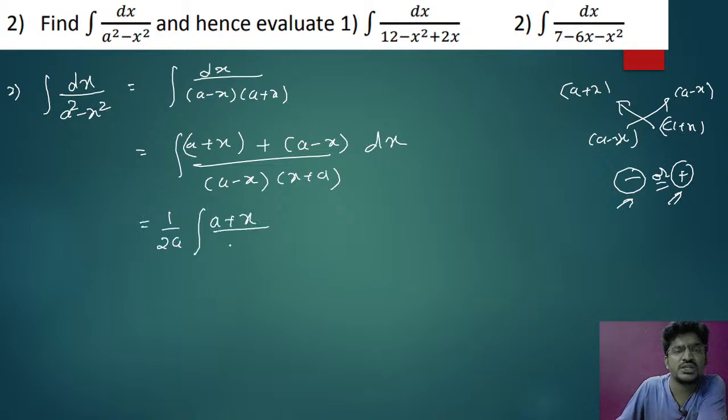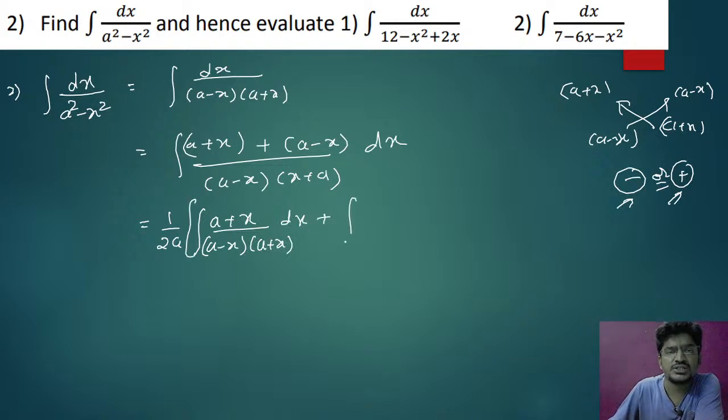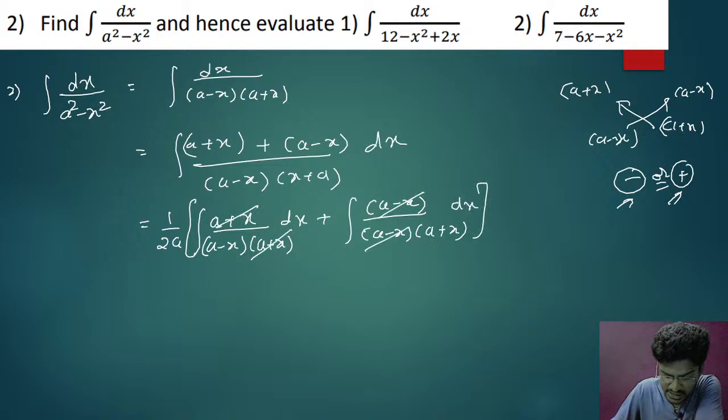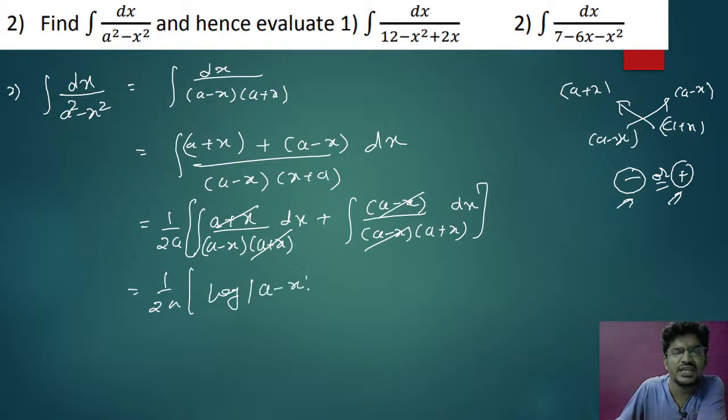So (a plus x) divided by (a minus x) into (a plus x) with respect to dx, plus (a minus x) divided by (a minus x) into (a plus x) with respect to dx. Cancel a plus x with a plus x, a minus x with a minus x. So this will be 1 by 2a, integral of dx divided by a minus x. See, this will be log of mod of (a minus x) divided by minus 1.